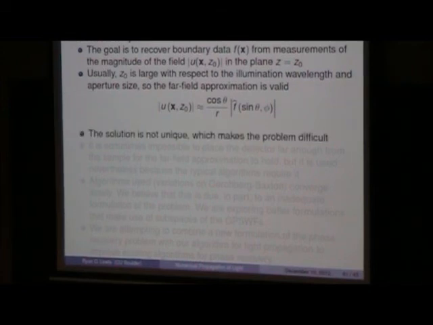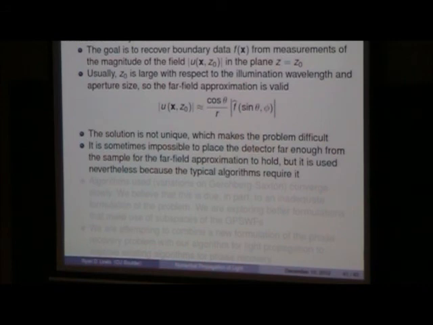So there's a few things that make this tricky. The first is that the solution is not unique, which makes any problem hard to solve. The second is that there's some physical considerations that enter into this also. It's sometimes impossible to place the detector far enough away from the example to truly get into the far field. Unfortunately, the typical algorithms used for phase recovery require this Fourier transform assumption, so you kind of have to make that far field approximation anyway. That also causes some troubles.